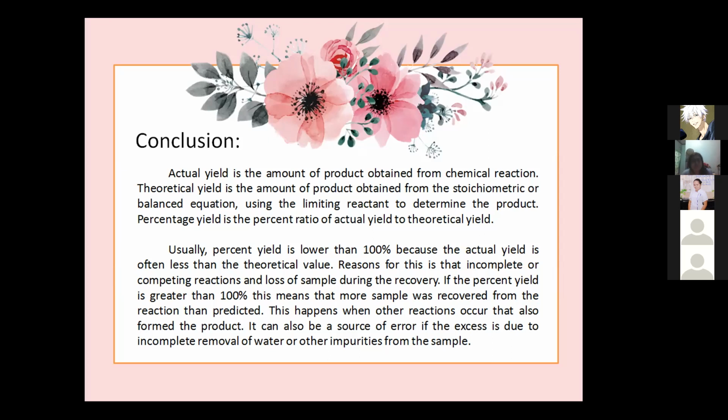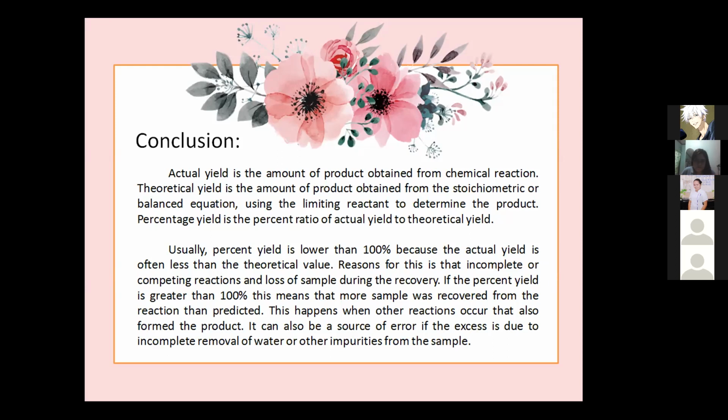What we have during the experiment is the actual yield. We do not get the theoretical yield when we experiment. The actual yield is what we really get. We solve for the theoretical yield and for the percentage yield, using the limiting reactant to determine the product.